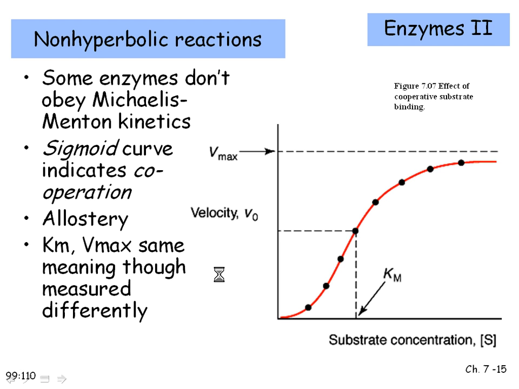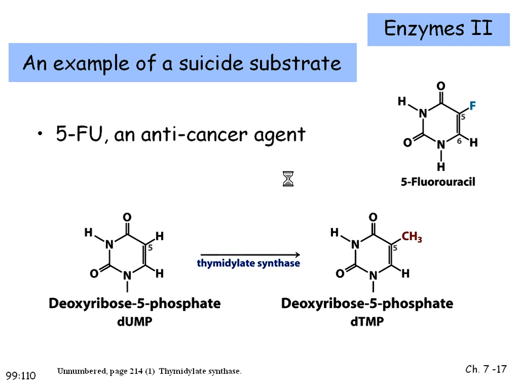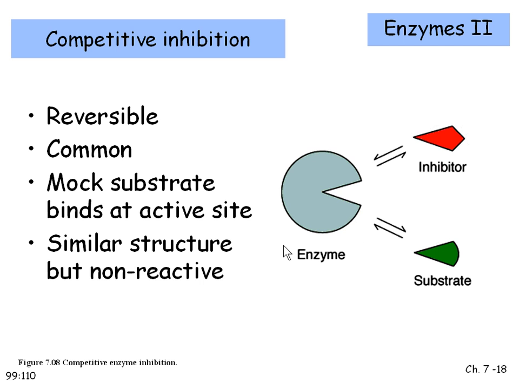Okay? So now we're going to go on with the enzyme inhibition that we got started on. We talked about suicide substrates that look like substrates and then become covalently attached. Then we started to talk about competitive inhibition. And here's the Pac-Man enzyme.